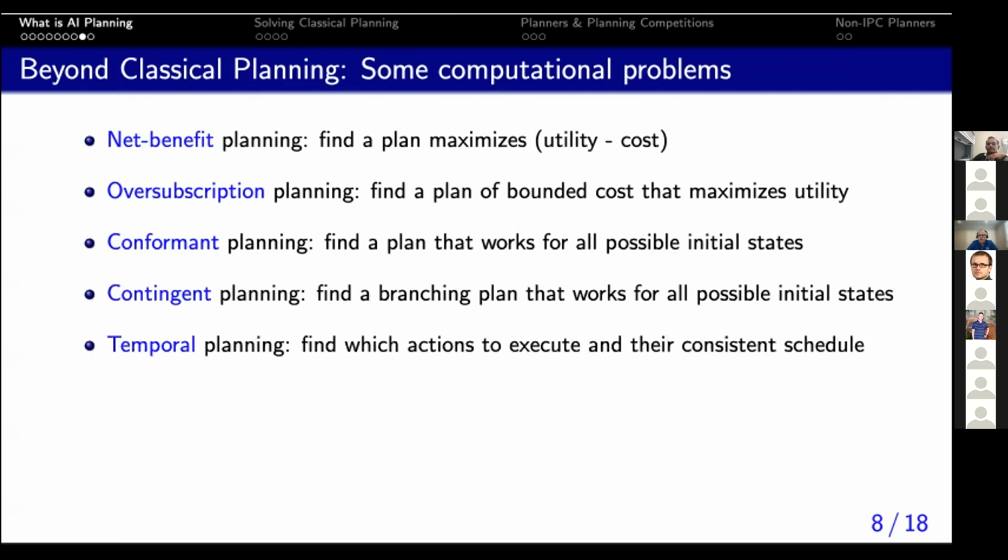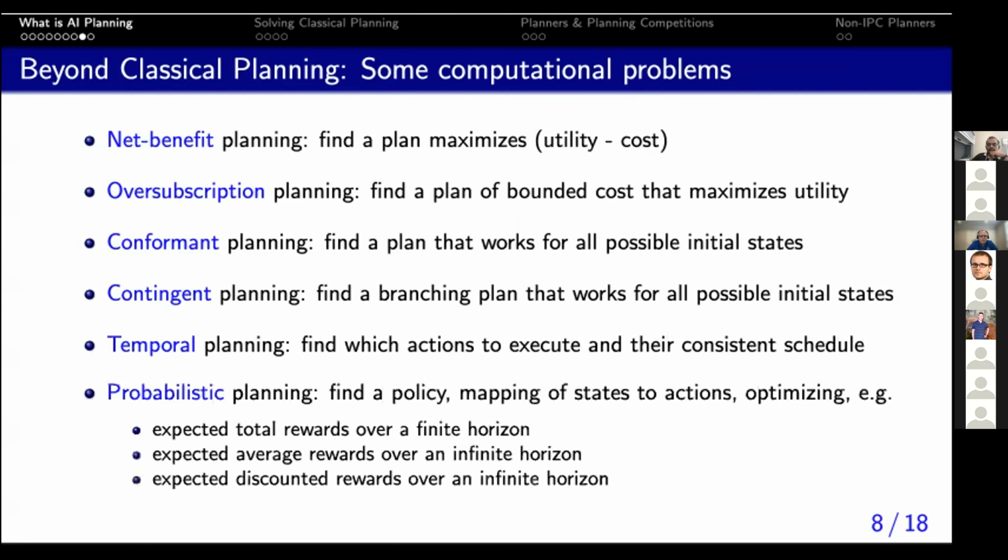In temporal planning, actions have durations. We need to find both the actions to perform and their schedule. In probabilistic planning, a solution is a policy mapping states to actions, optimizing one of the possible objectives: either expected total rewards over the finite horizon, or expected average rewards over an infinite horizon, or expected discounted rewards over an infinite horizon. In the following slides, I will mostly focus on classical planning, and this setting is complex enough.